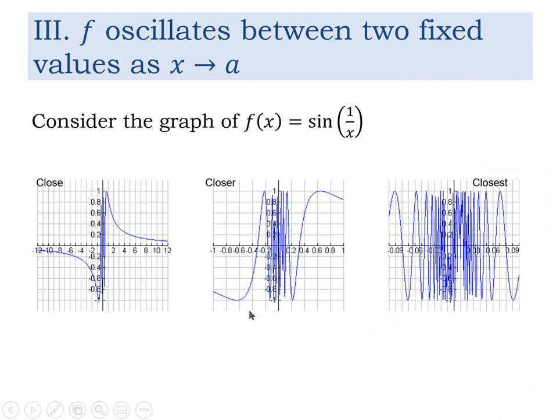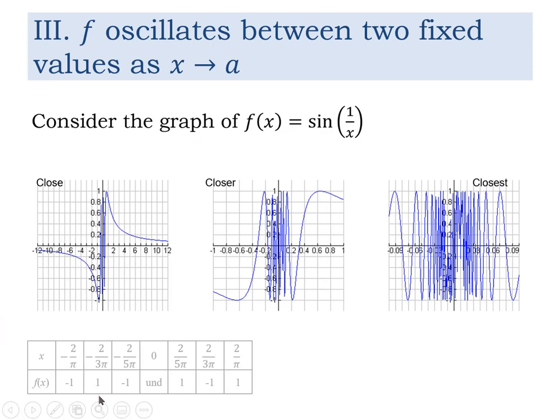The third scenario is if the function is oscillating between 2 values. These 3 graphs are all the same function. I've just zoomed in a bit each time. This is the graph of sine of 1 over x. And then this is just a table of values in case you're interested. But you can see that the function is bouncing back and forth between -1 and +1.